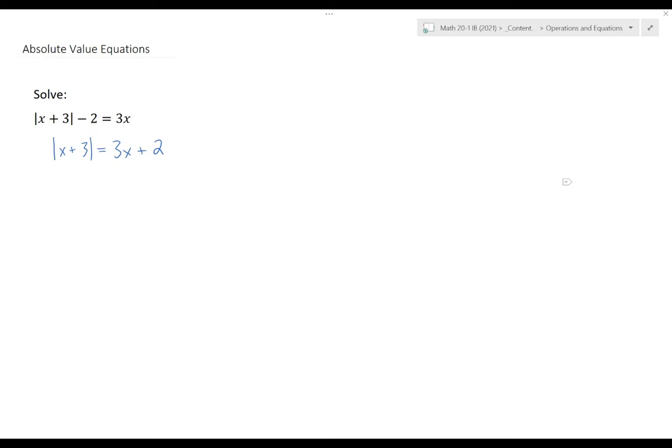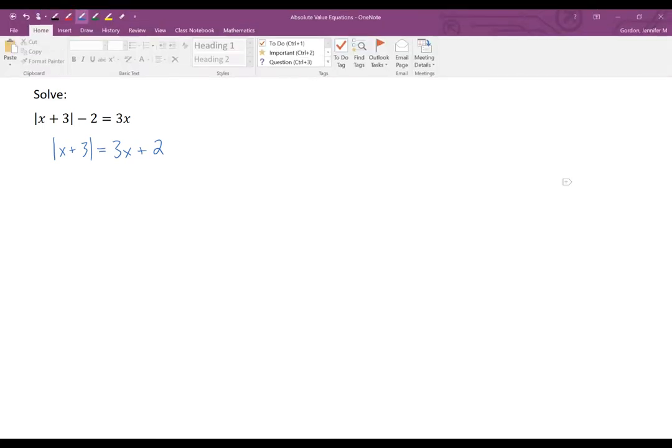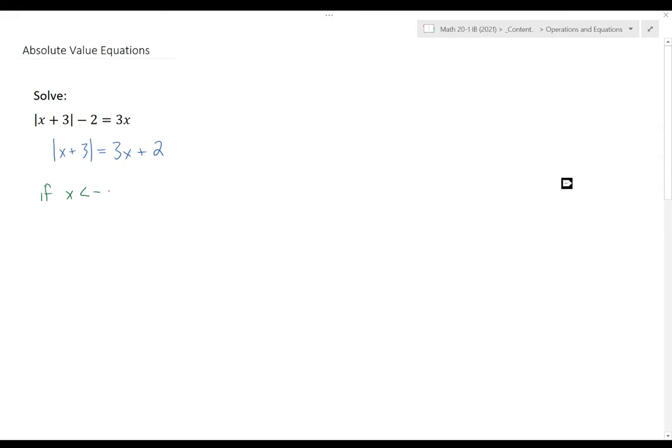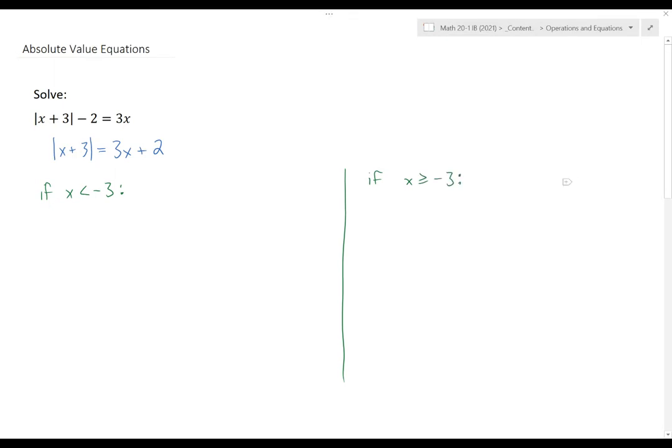So what I now want to consider is the critical value for this absolute value, and that's the point where it is 0. What value of x makes this 0? And that's negative 3. The reason I do that is because that's the value that splits this into the parts of the domain. We have our first case, which is if x is less than negative 3. And then we have our second case, which is if x is greater than or equal to negative 3. And in each of these cases, I'll have a different equation, basically.